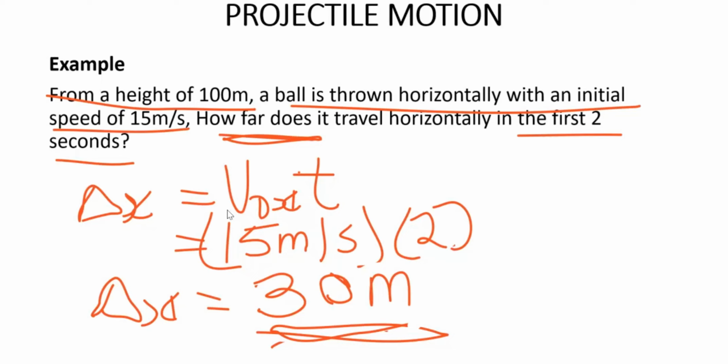This shows that the height of 100 meters above the ground is irrelevant. This is not relevant. The ball travels 30 meters in 2 seconds once it was hit. So this is the answer we're looking for: how far does it travel? Okay, let's look at another example.